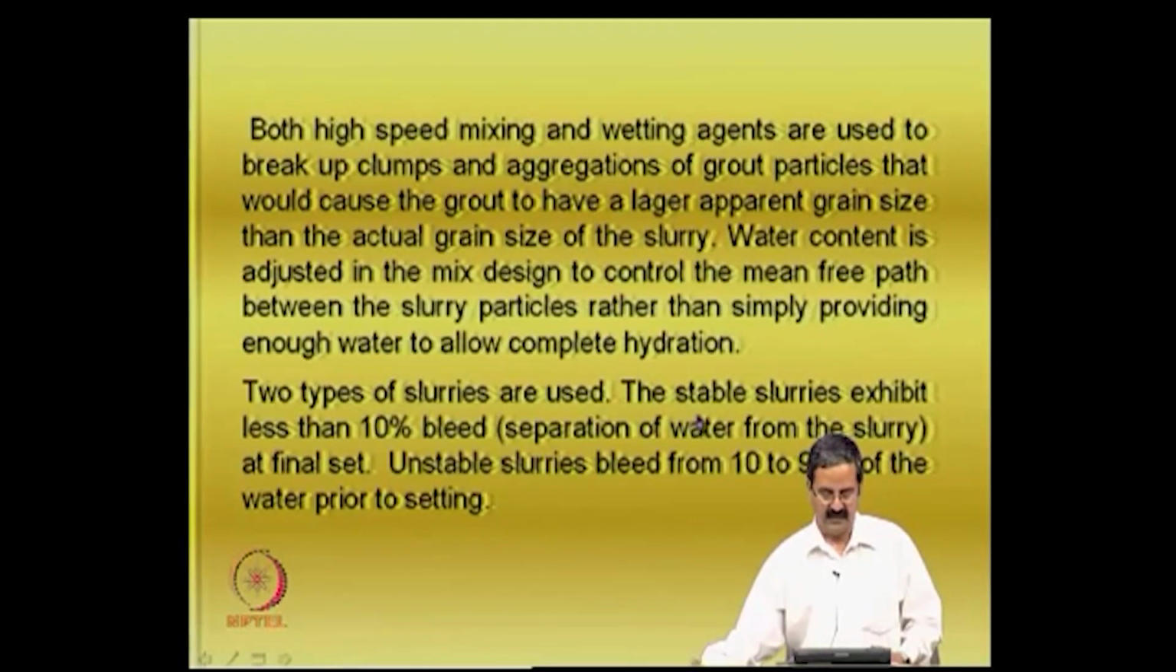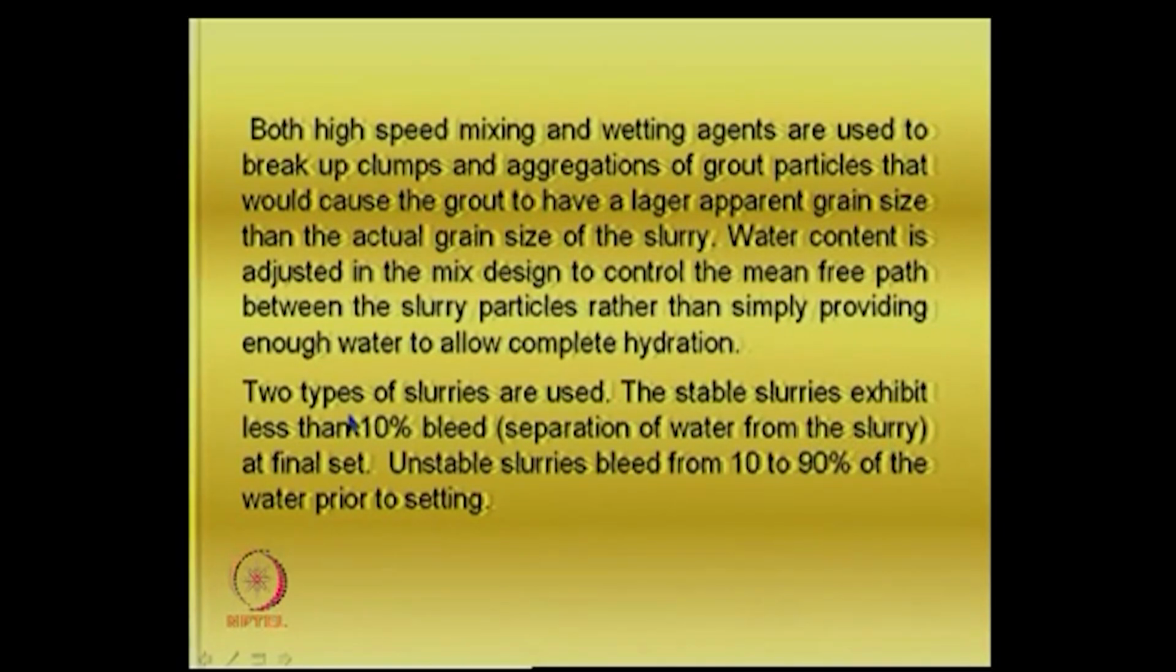Two types of slurries are used. The stable slurries exhibit less than 10% bleed, which is the separation of water from the slurry. Actually what happens is that when you add water to the slurry, if you add excess water, it may just be floating at the top. That is what we call bleeding. Separation of water from the slurry is called bleeding, where definitely excess water is there.